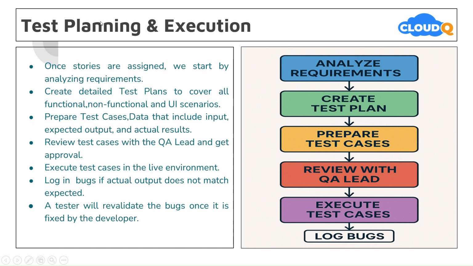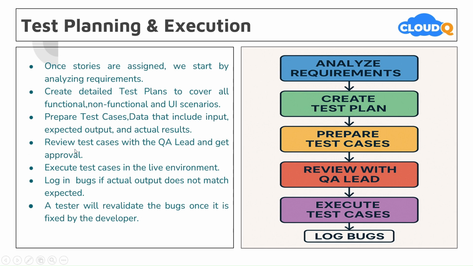Then next topic is about test planning and execution. Here we understand the requirements after stories are assigned. We carefully read and understand what needs to be done. Then we create a test plan that includes everything we need to check, like how the system should work, how fast or secure it is, and how it flows. Then we create test cases. So we create step-by-step test cases. Each test includes what input we give, what result we expect, and what actually happened.